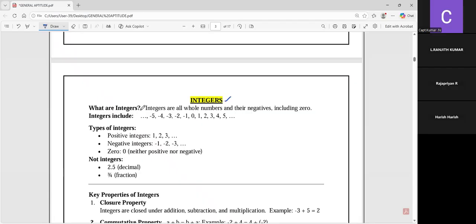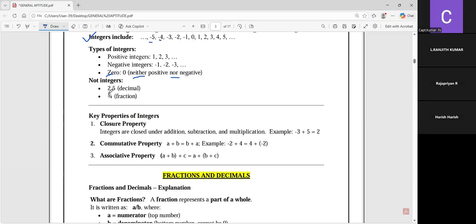What is an integer? The integers are the whole numbers together with the negative numbers. See the rest: -5, -4, -3, -2, like that we go on. So it is called an integer. And types of integers: a positive integer means 1, 2, 3, a very important rule, and a negative integer means -1, -2. Very important: 0 is neither positive nor negative.